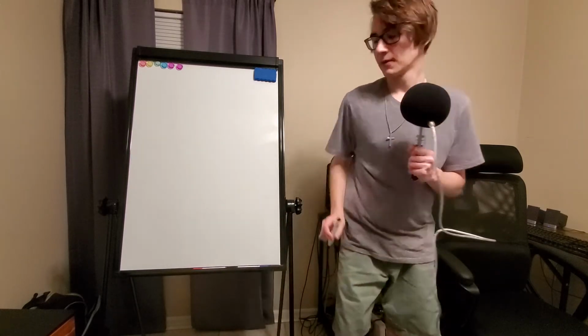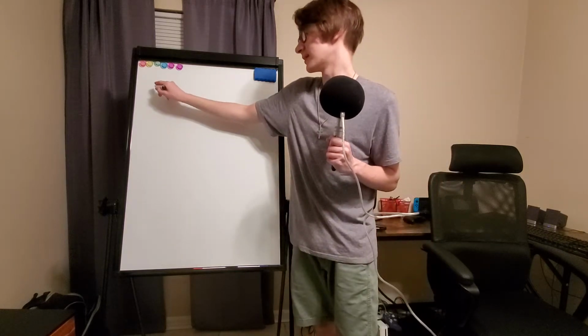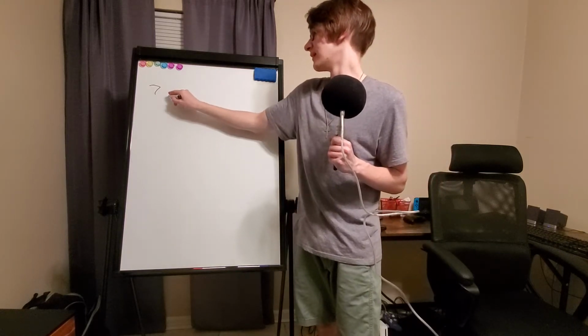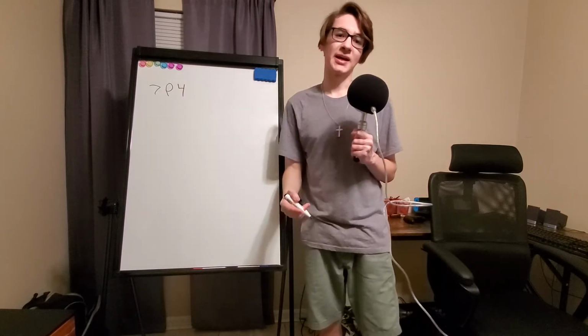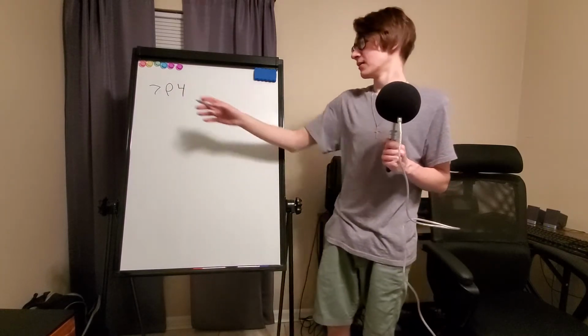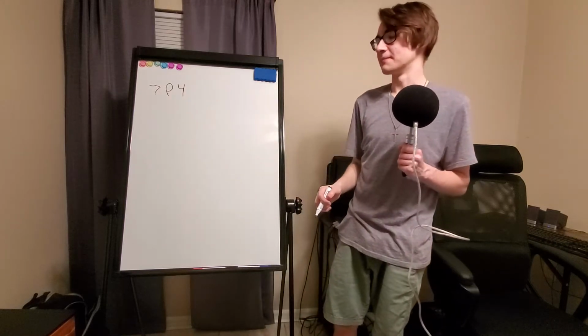Now, the permutation formula, let's just say you have 7 objects, and you want to choose 4 of them where the order matters. How many ways are there to do that? Well, there are 7P4 ways to do that.